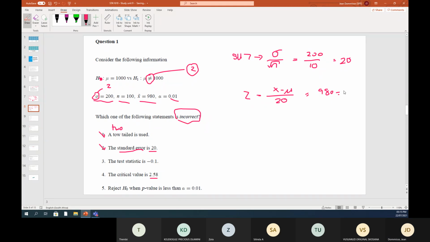That is a 1000. So that is minus 20 over 20. Okay. So that is equal to minus 1. Okay, so the t-stat is equal to minus 0,1. So that is the one that is incorrect. Okay, but let's just look at the critical value.